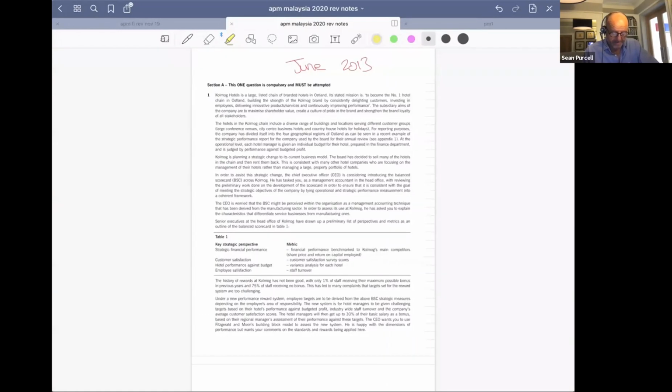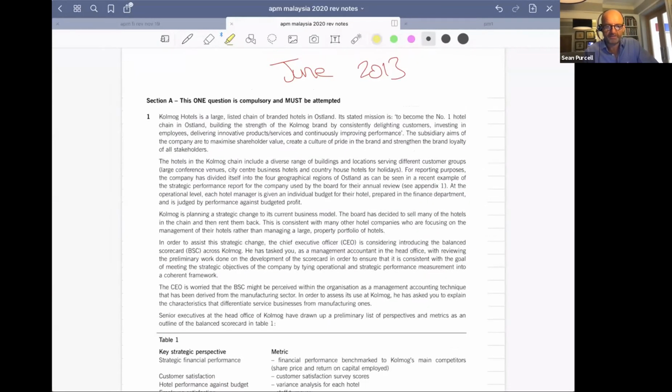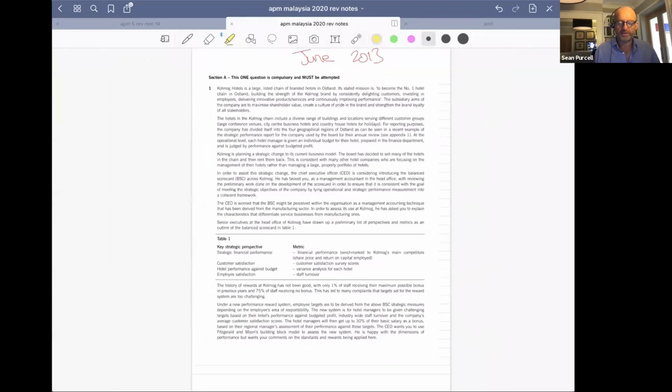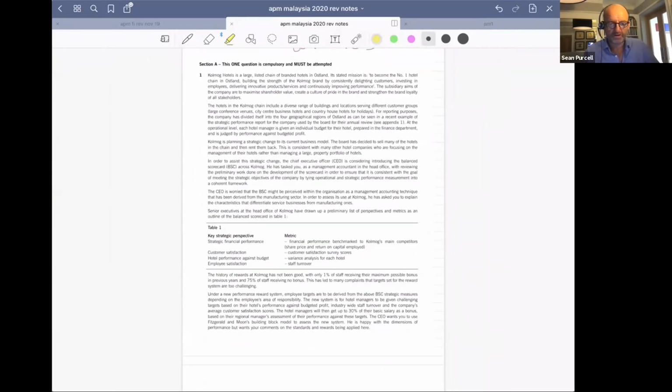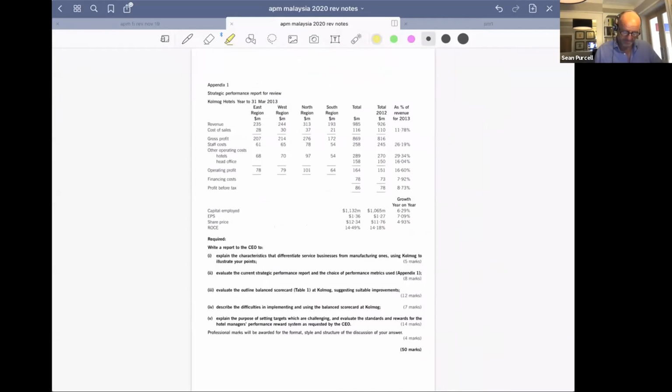So I've got here a couple of questions just to show you the diversity in how technical knowledge is assessed in the APM paper. This is an exam question from June 13, so how far back do I go? A lot of what's included in this is still relevant. You have a scenario. Here in this scenario, you've got 2 pages. You do have some numbers.